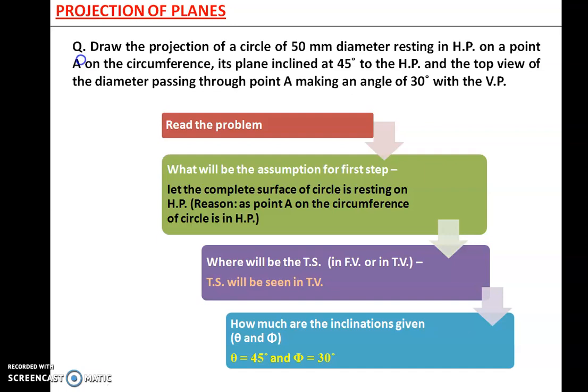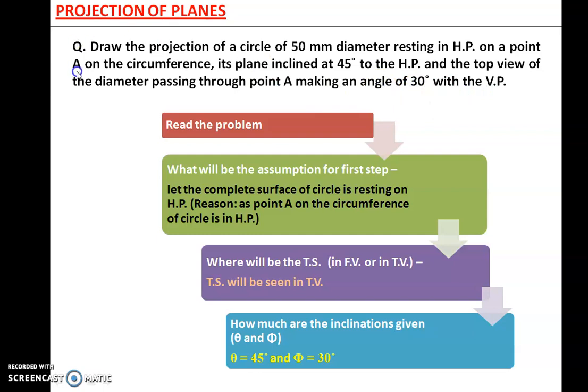So it is said that the circle is lifted such that only a single point of the circumference is in HP. And it is said that the plane is inclined at 45 degree to HP. So here the inclination of the plane is given. Sometimes surface inclination will be there, or sometimes the inclination of the plane will be there. This is the inclination of the second step, and further it is said that the top view of the diameter passing through point A makes an angle of 30 degree with VP.